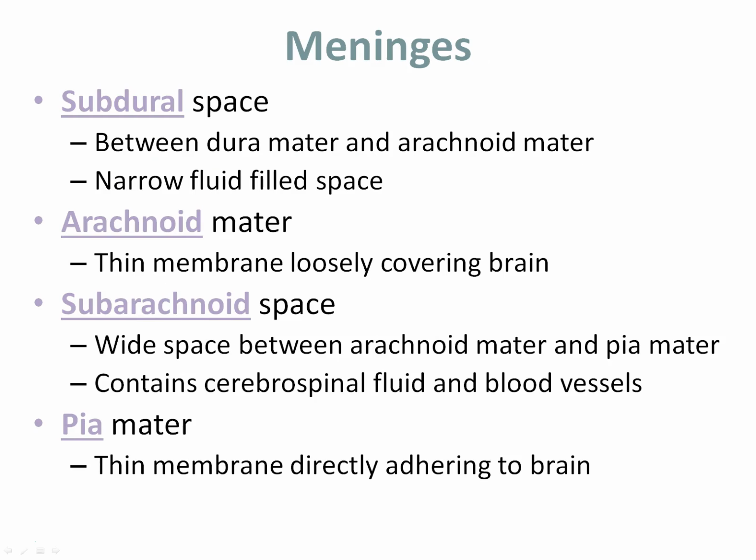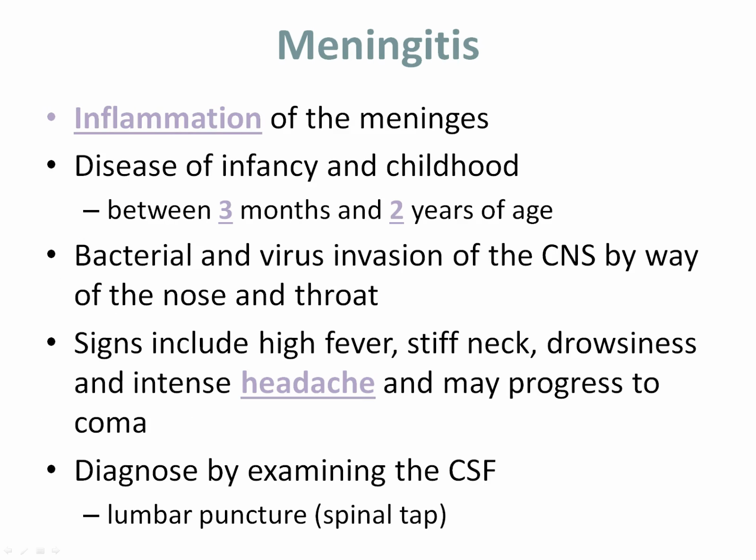Underneath our dura mater, we saw our subdural space, and it's a very narrow fluid-filled space. Under that, we have our arachnoid mater, which is a thin membrane loosely covering the brain that forms a subarachnoid space, which is a wide space between the arachnoid mater and pia mater. This space contains cerebrospinal fluid and blood vessels. The pia mater is a thin membrane that directly adheres to the brain.